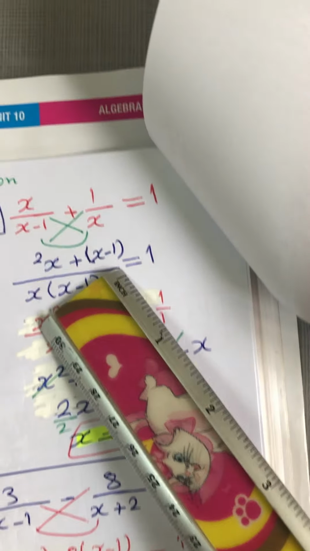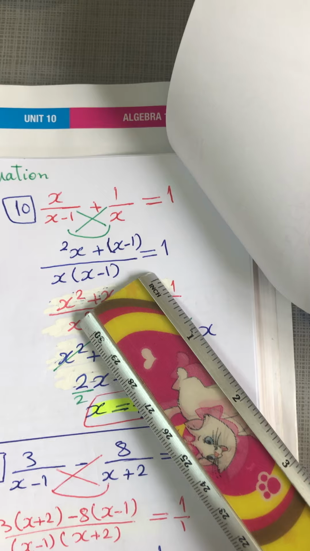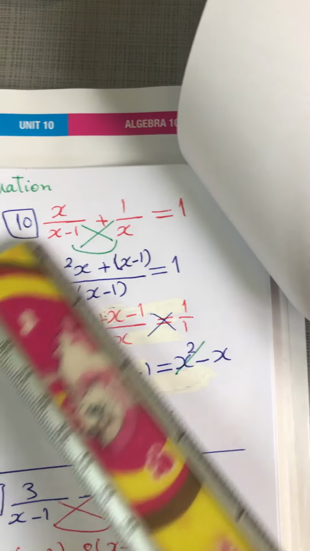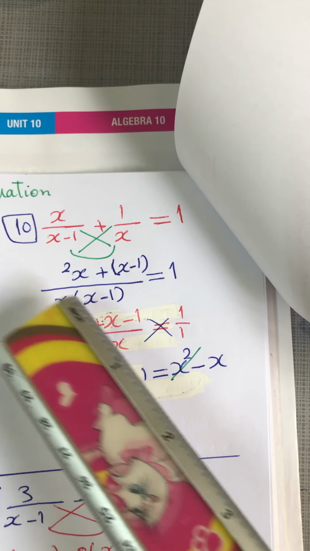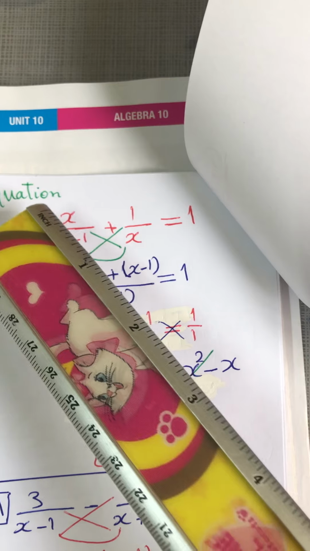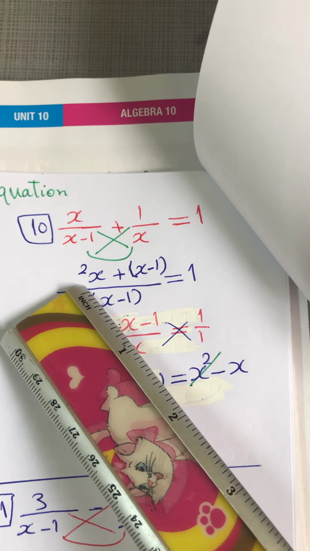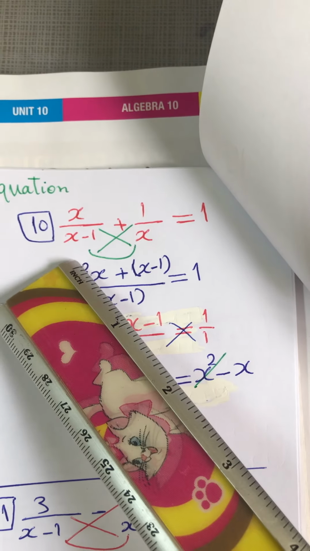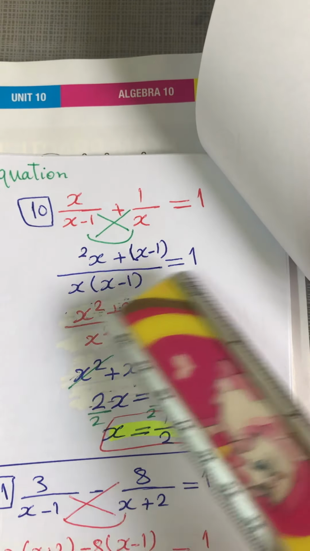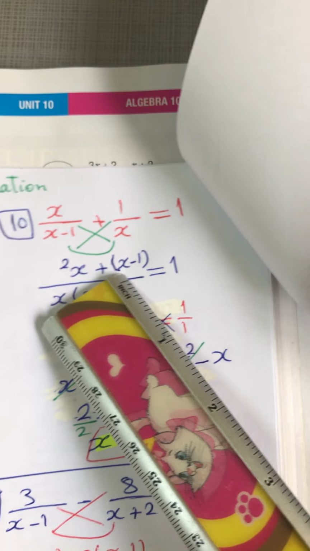In number 10, also solve the equation, that's to say find the value of x. Now I'll make my cross multiplication. So I have x multiply x minus 1. Put x minus 1 in brackets. And here x times x equals x squared. And 1 times x minus 1 will be x minus 1. Equal 1. Let's remove these brackets because no need to put them.